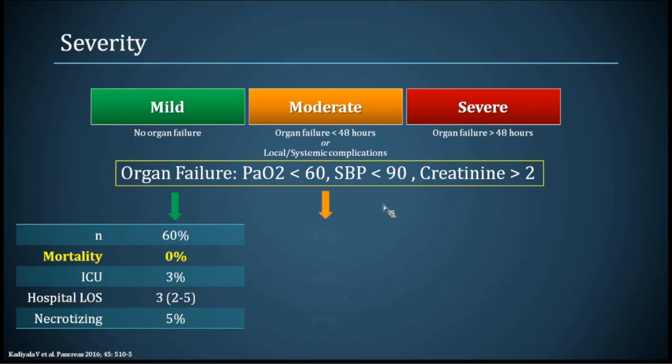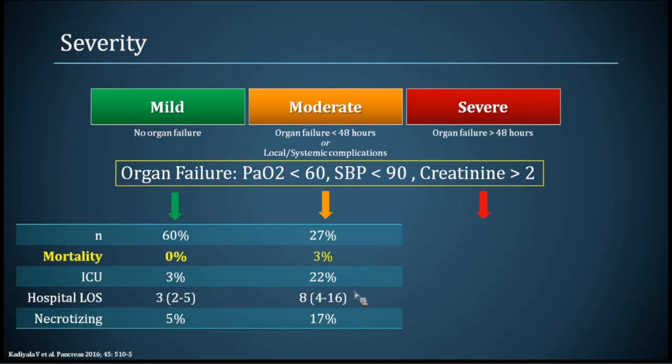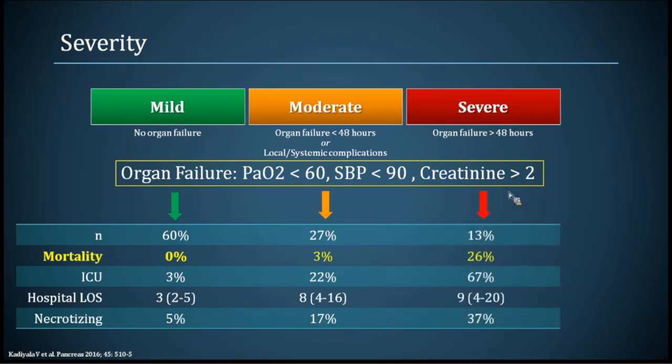The moderate cases, now about a quarter of the cases fall into this group. Now you have a 3% mortality, 22% of them are in the ICU. The length of stay goes up quite a bit to 8, and 17% of these are necrotizing. And the severe cases, this is about 10 to 15% in this series. Now we're up to 26% mortality. 2/3 of them are in the ICU for some duration, and the length of stay continues to increase, and now about 37% of these are necrotizing.